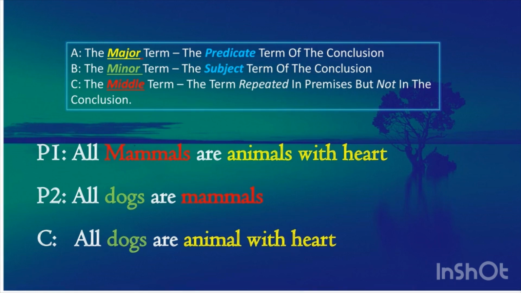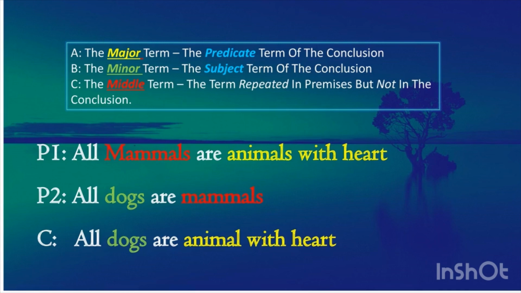Let's see the example. P1: all mammals are animals with heart. So mammals here is the middle term and animals with heart is the major term. If you see P2: all dogs are mammals. The dogs are the minor term and mammals is the middle term. As you see, mammals appears in both statements, so it's the middle term. If we see the conclusion: all dogs are animals with heart. So dogs is the minor term and animals with heart is the major term.